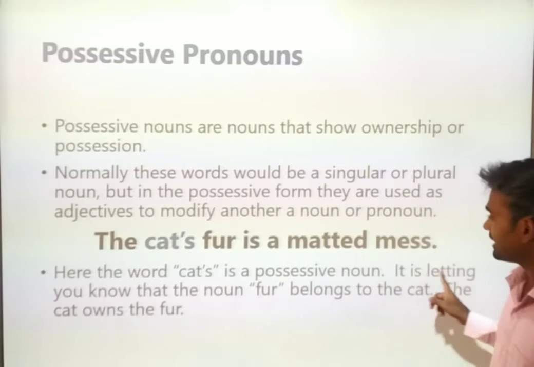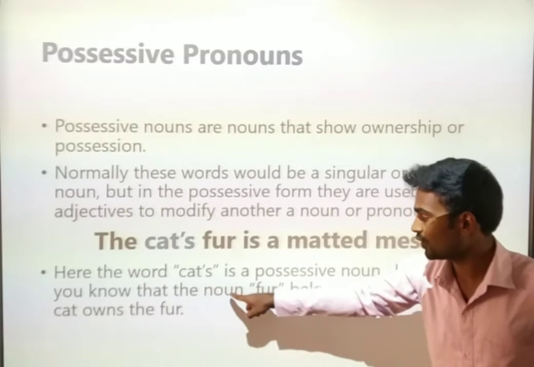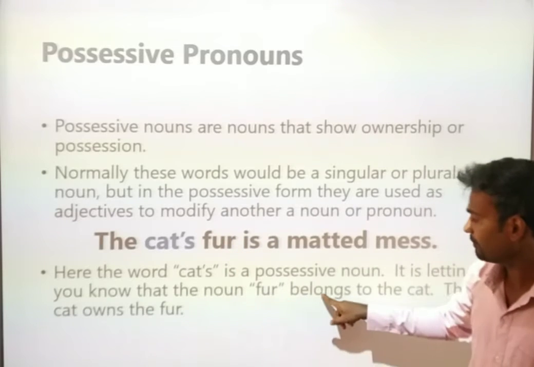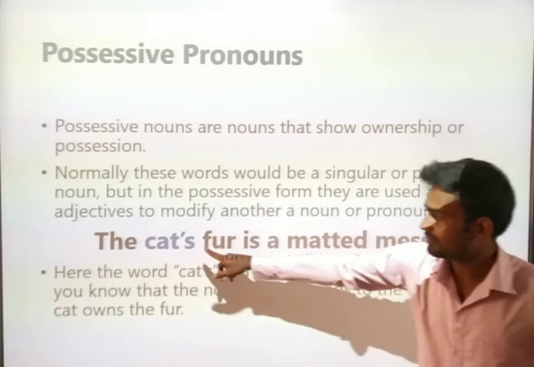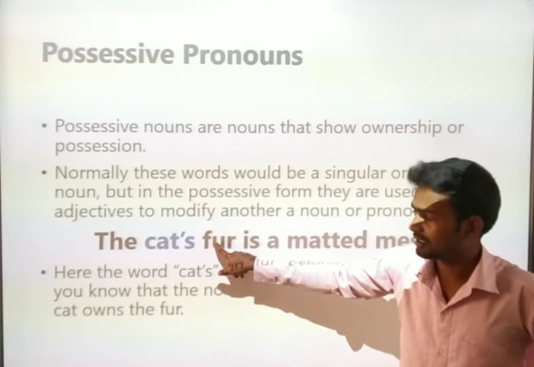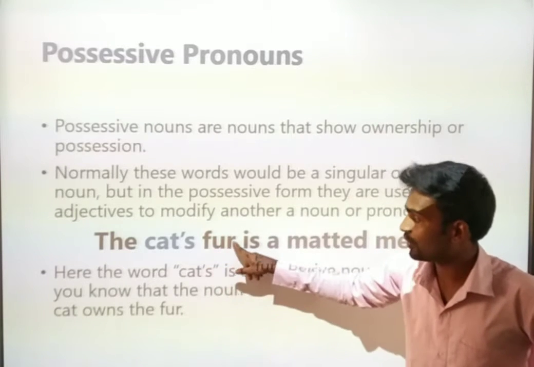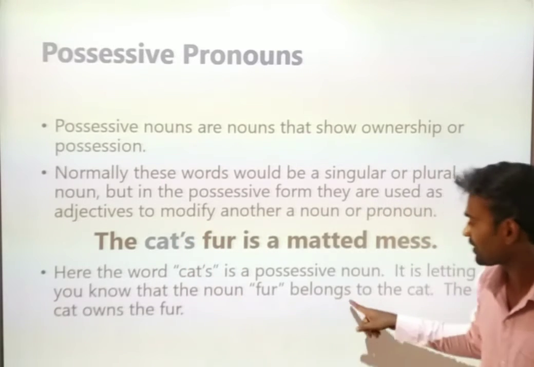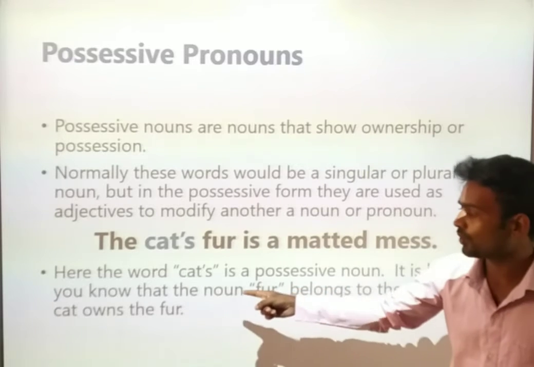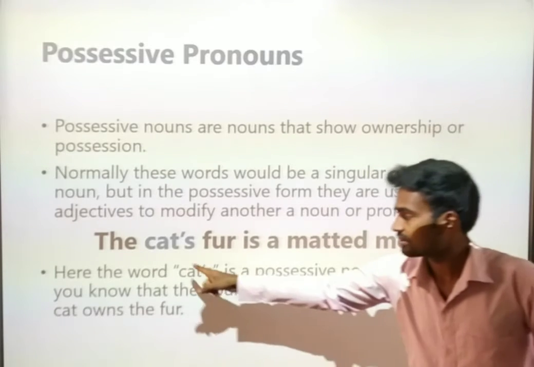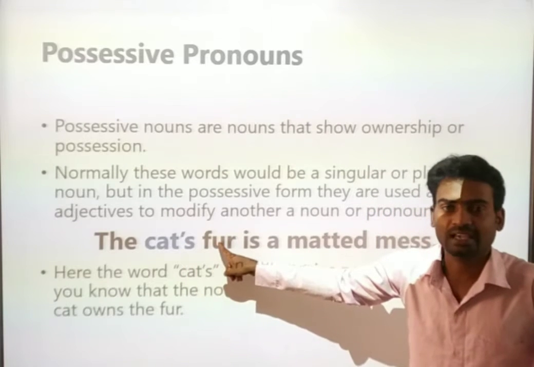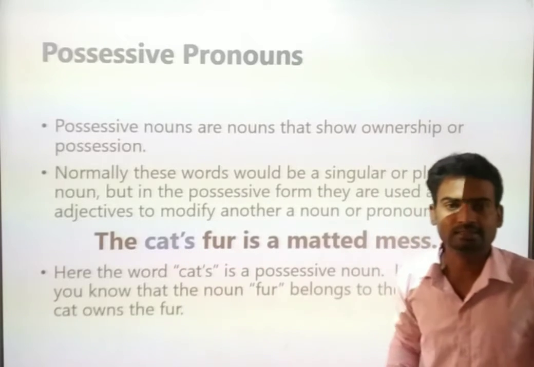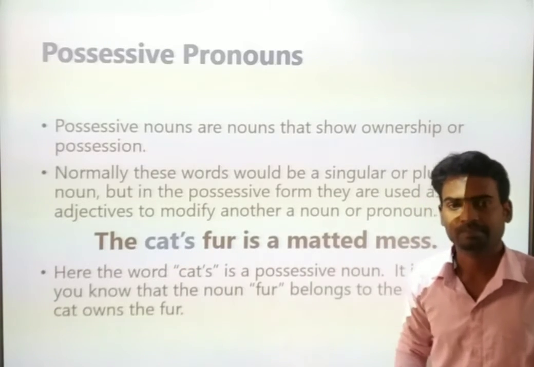The apostrophe is letting you know that the noun fur belongs to the cat. The fur belongs to this cat. The cat owns the fur. If we say it properly, who is the owner of this fur? Yes, the cat is the owner of the fur, right?